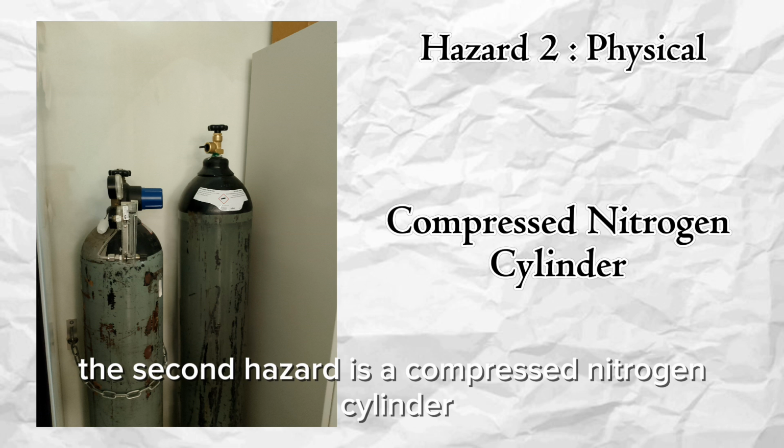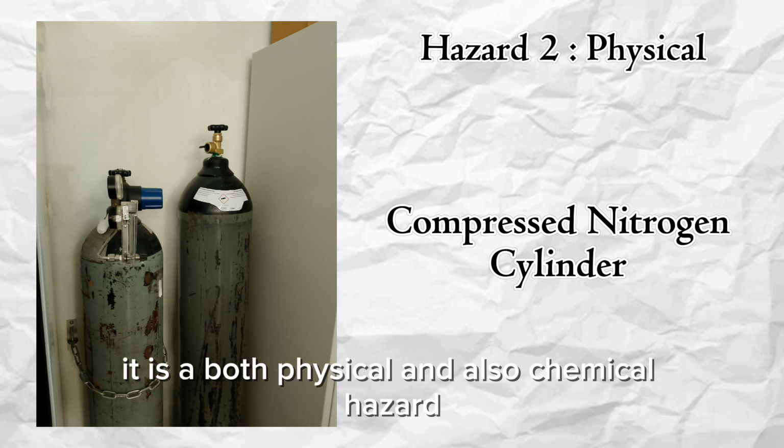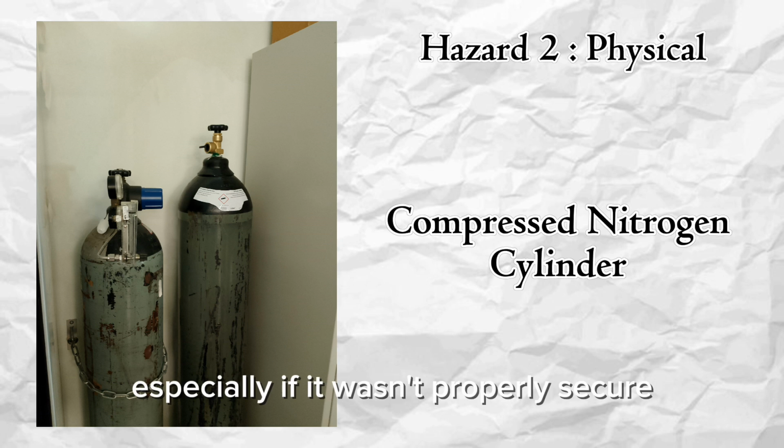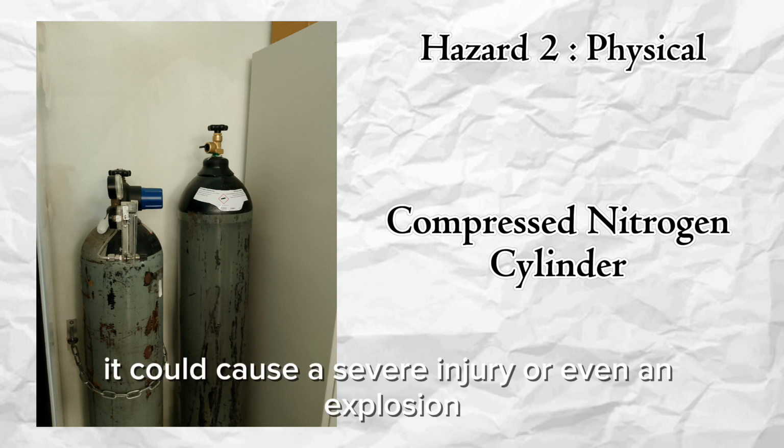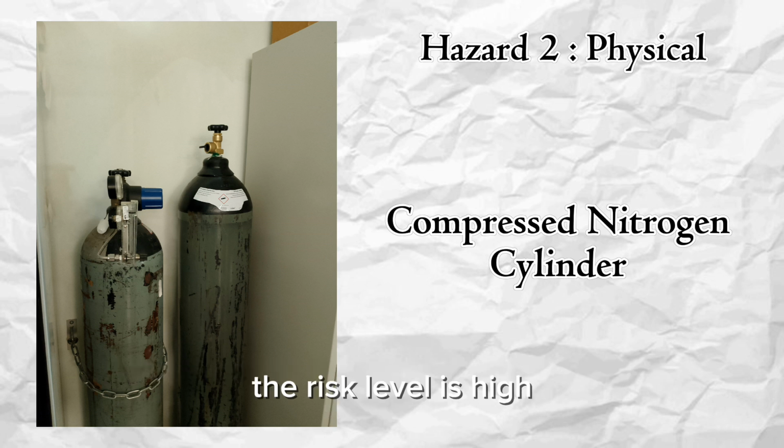The second hazard is a compressed nitrogen cylinder. It is both a physical and also chemical hazard, especially if it isn't properly secured. If it falls or leaks, it could cause a severe injury or even an explosion. The risk level is high.